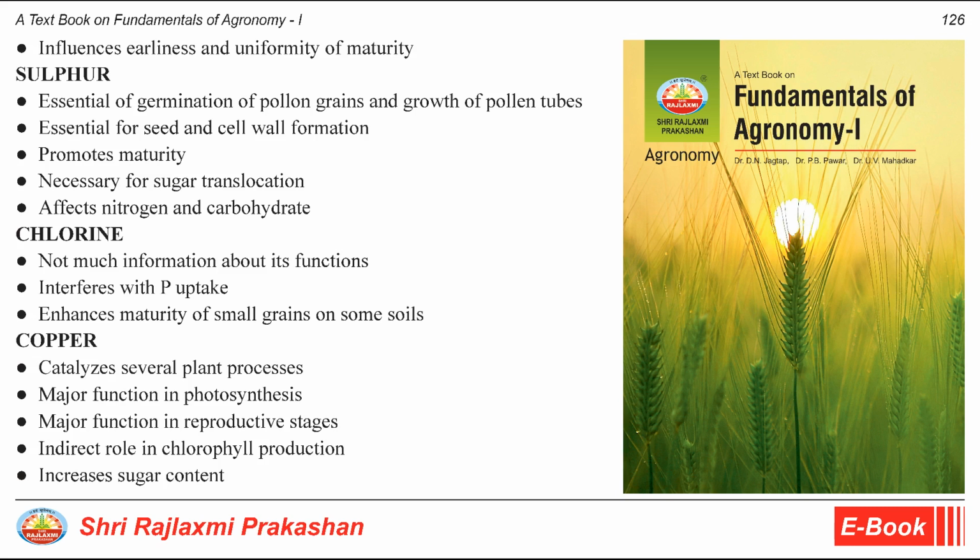Sulfur. Essential for germination of pollen grains and growth of pollen tubes. Essential for seed and cell wall formation. Promotes maturity. Necessary for sugar translocation. Affects nitrogen and carbohydrate. Chlorine. Not much information about its functions. Interferes with pea uptake. Enhances maturity of small grains on some soils.